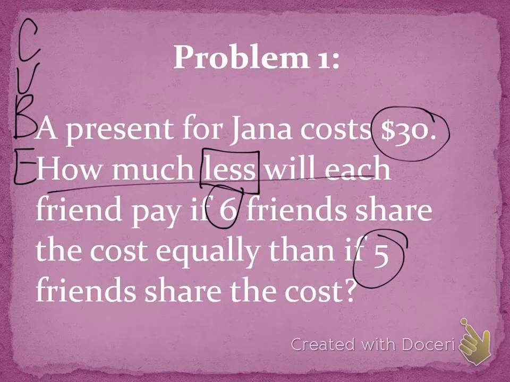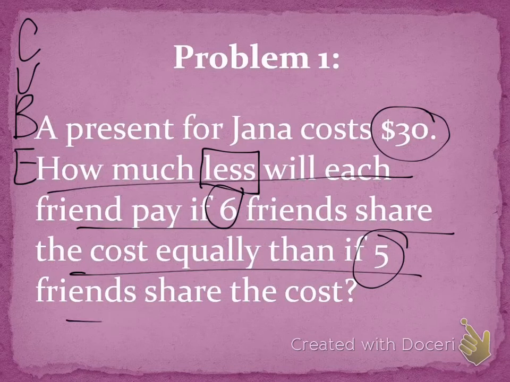So right here, I'm going to underline my whole question. But I have 2 different questions that it's asking me. First thing I need to know is how much the friends will pay for 6 of them. So I need to split the cost of the present 6 ways. And I also need to split the cost of the present 5 ways. And then I can really answer my question. So the first thing I need to do is go ahead and try to figure that out.